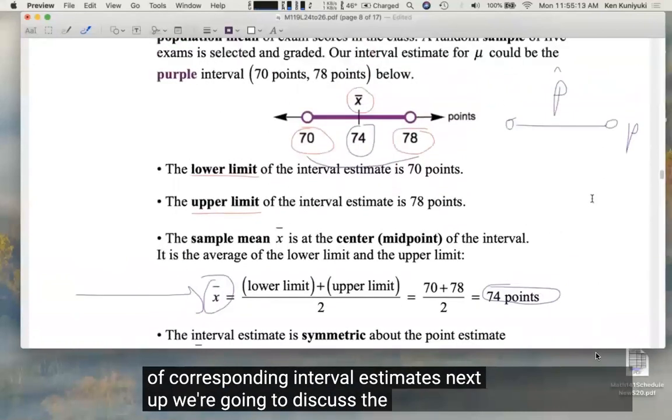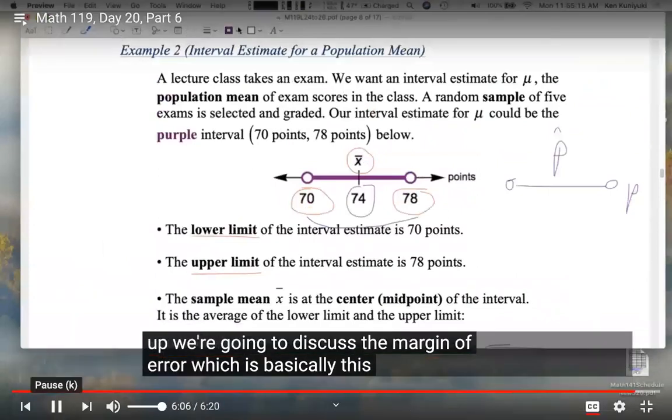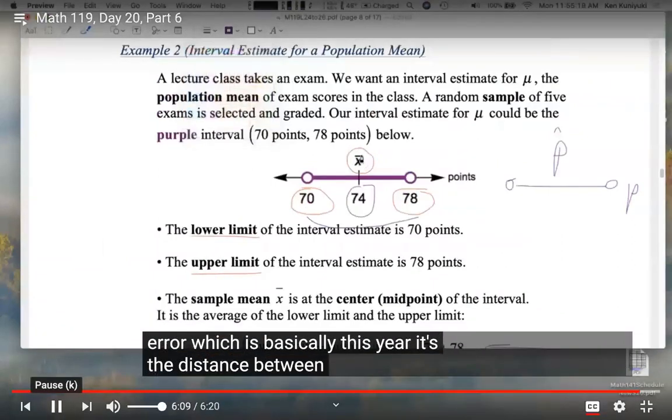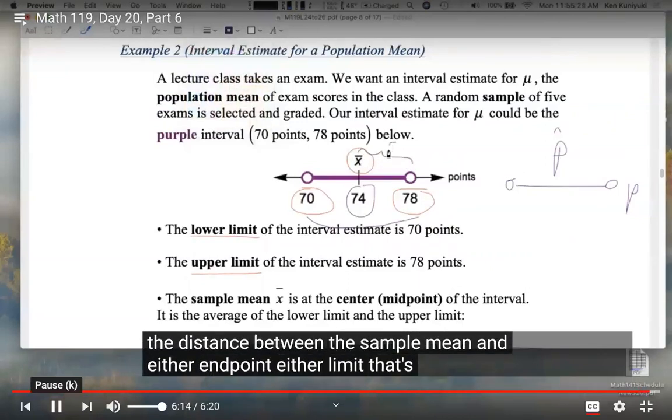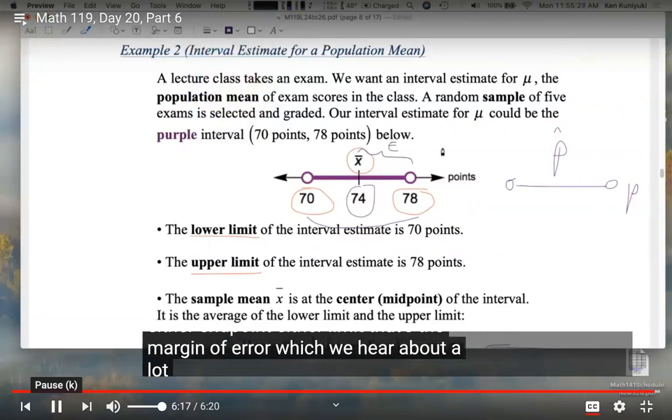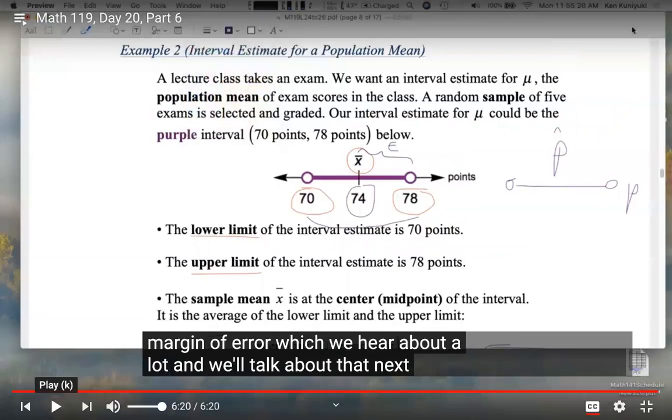Next up, we're going to discuss the margin of error, which is basically this here. It's the distance between the sample mean and either endpoint, either limit. That's the margin of error, which we hear about a lot. And we'll talk about that next. Questions, because certainly when you're hearing about polls, statisticians wish that these news networks would report the margin of error more, for example. Although they're talking about proportion margins of error, here for x bar is for means. So we can talk about margins of error for means and proportions. All right, moving on.